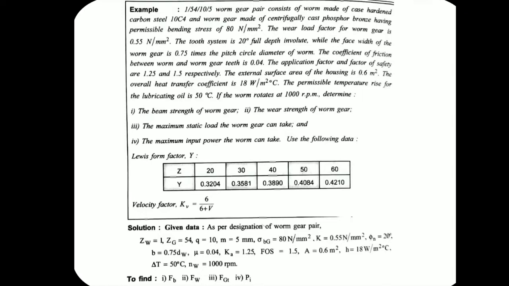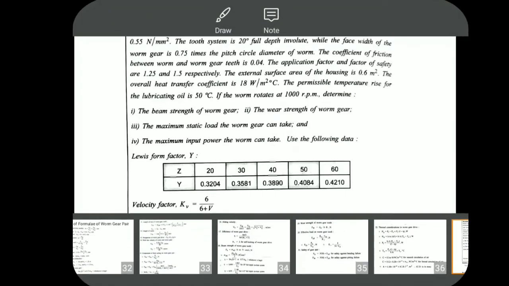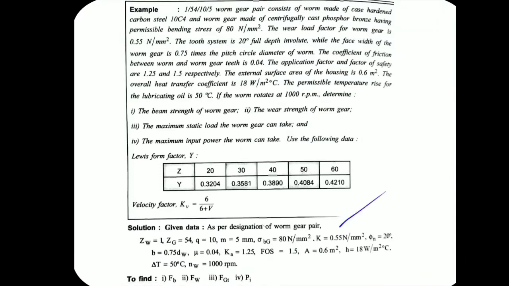Then the wear load factor for the worm gear is 0.55. So that will be directly the value of K, the wear load factor. The tooth system is of course 20 degree phi n, that is the normal pressure angle, while the face width of the worm gear is 0.75 times pitch circle diameter. So they have given 0.75, we need to take it, because as per the terminology we have decided 2m into square root of q plus 1 or 0.73 times dw, whichever is the maximum, that we'll have to select. But in the example they have given directly 0.75, so we need to take it.